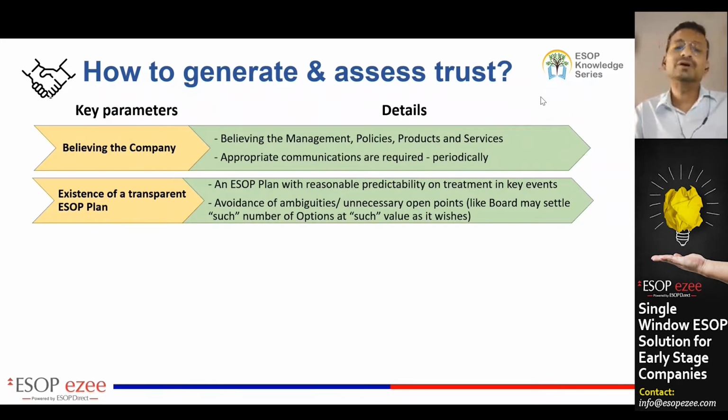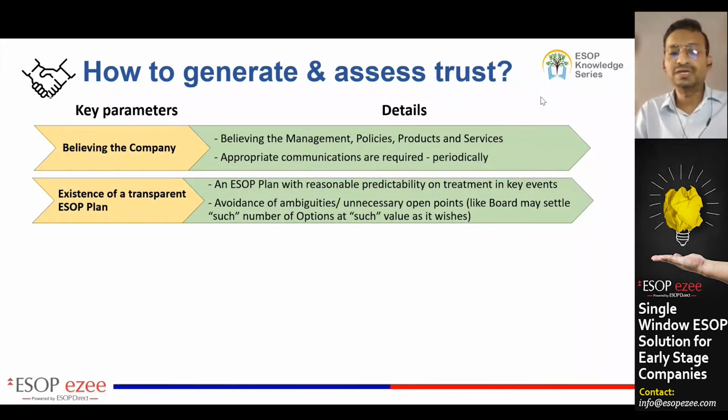And at times, we have seen, I cannot say exactly, but around 25 to 30% of unlisted companies write ESOP schemes in ambiguous terms, like in case of any change in control, or in case of any buyback event, the board may settle such number of options or at such value as it wishes. So obviously it is very much ambiguous.